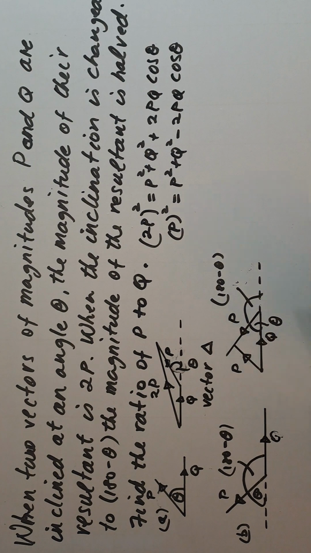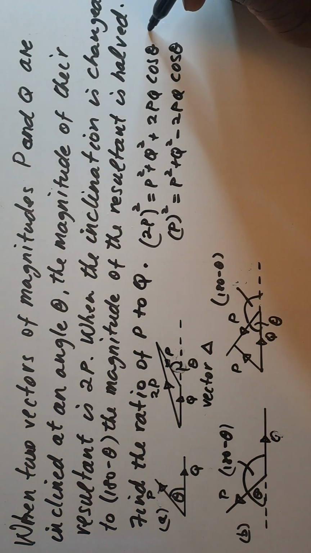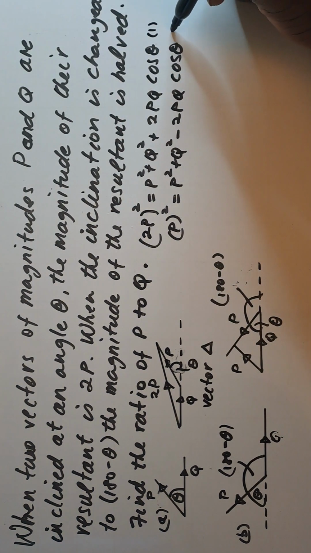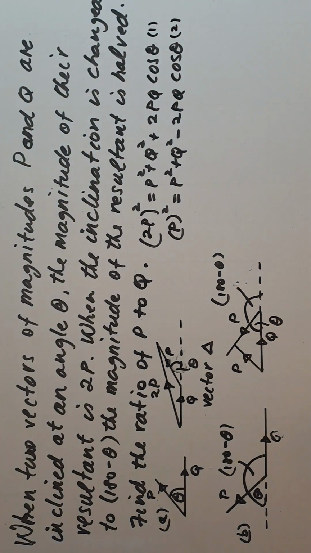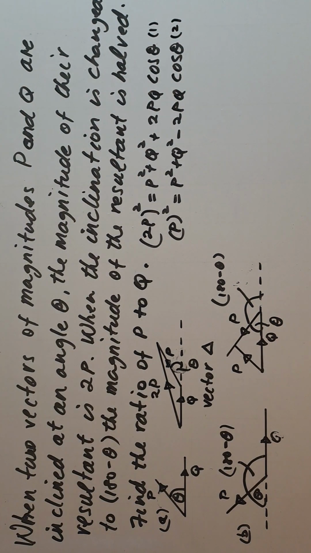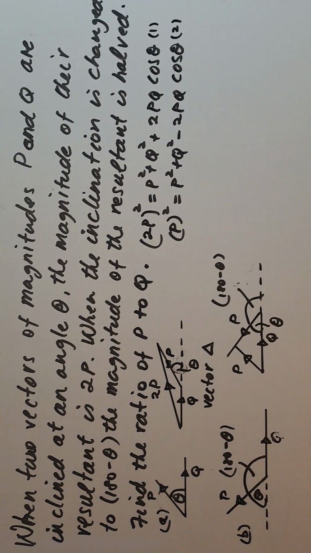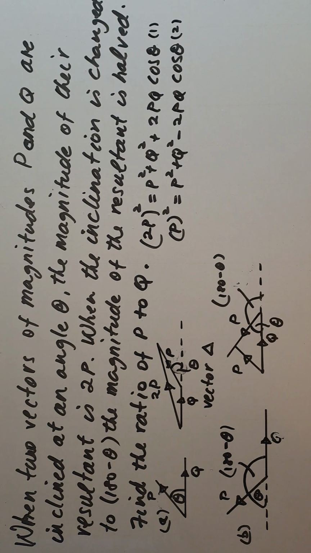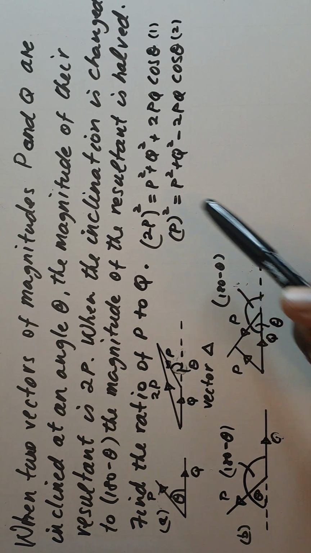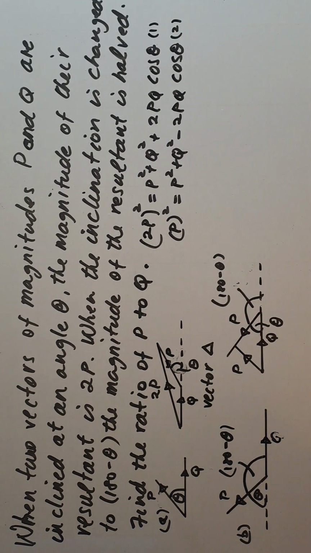Right, if we simplify, we'll call this equation 1 and this one equation 2. Or this is for A and this is for B. Equation 1 represents diagram A, and equation 2 represents diagram B, for calculating the resultant. Now we're going to use some algebra to rearrange.